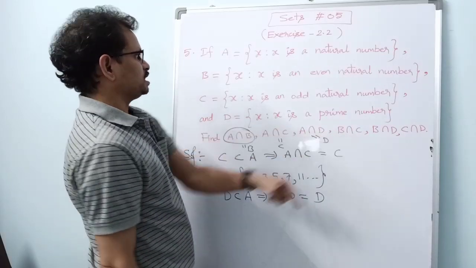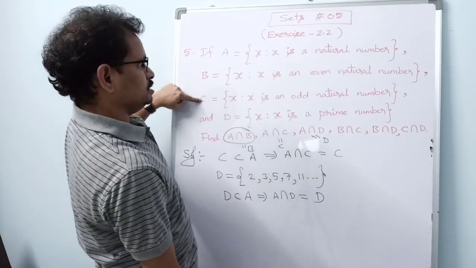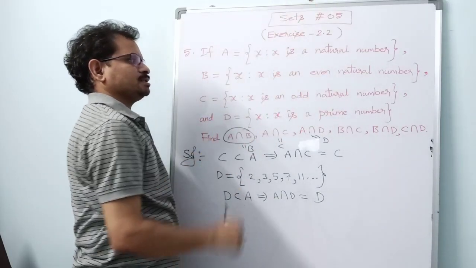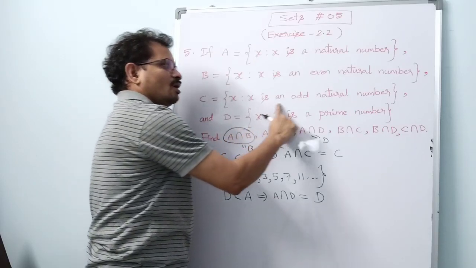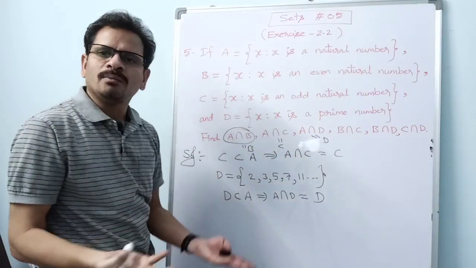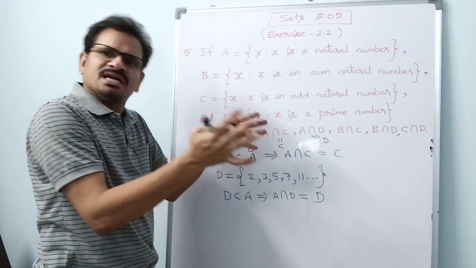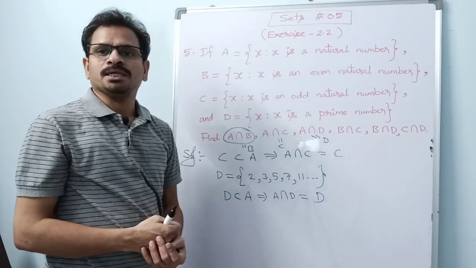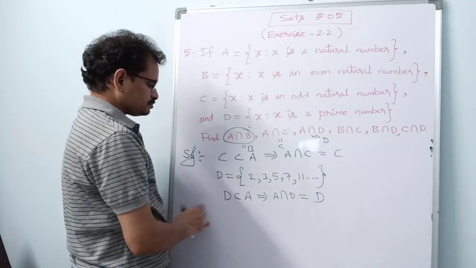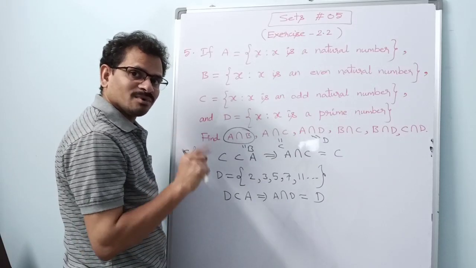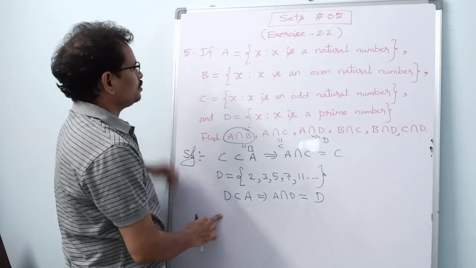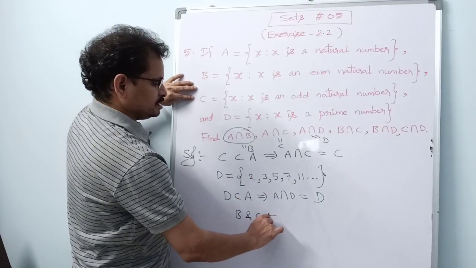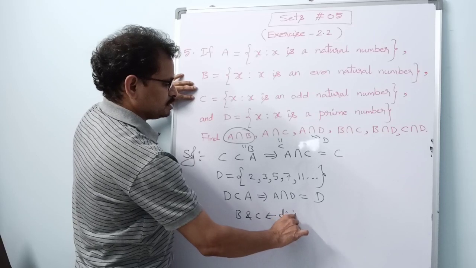Now let us check B intersection C. Tell me, what is set B here? All even natural numbers. And what is set C having? All odd natural numbers. So what is common for both of them? One set has complete even numbers, another set has complete odd numbers. Is any common thing there? No, nothing is common. So what type of sets are those? They are examples of disjoint sets. Here B intersection C: B and C are disjoint sets.